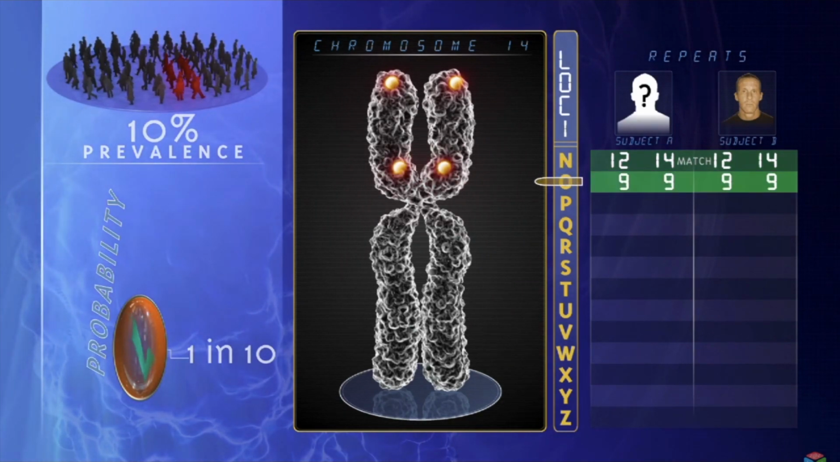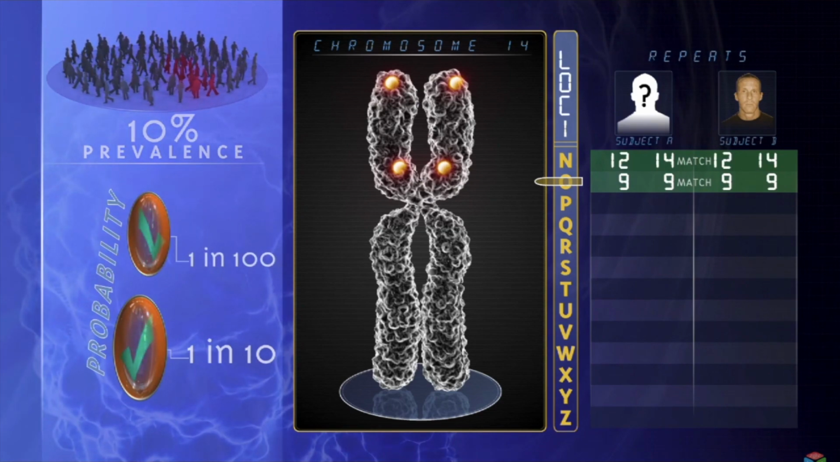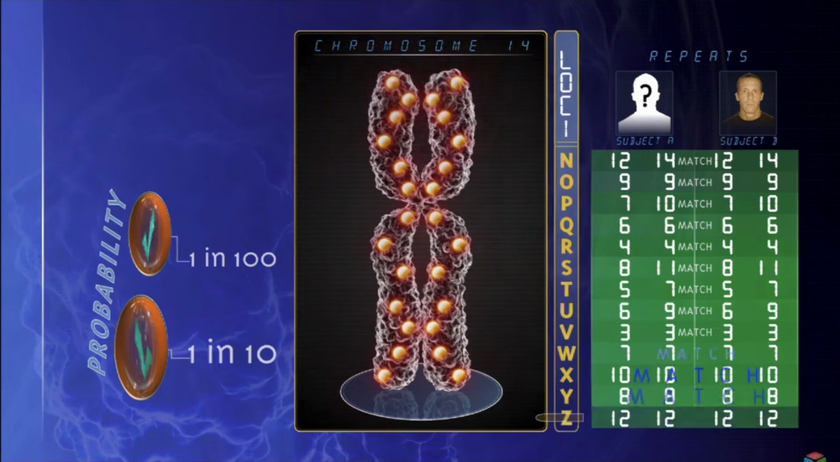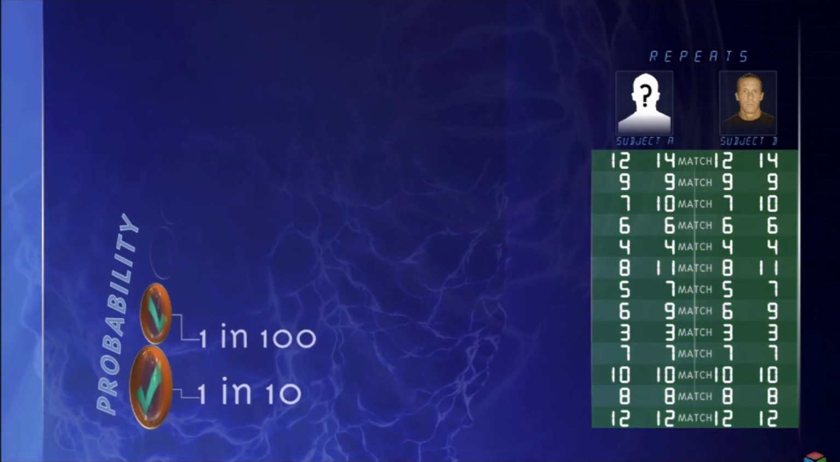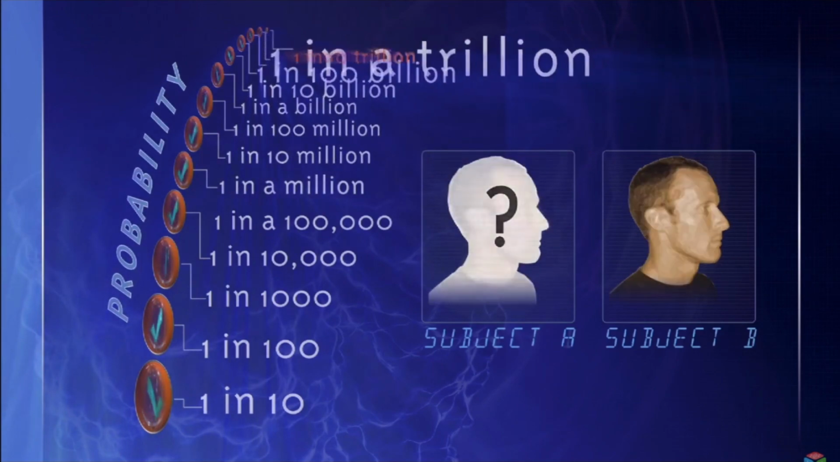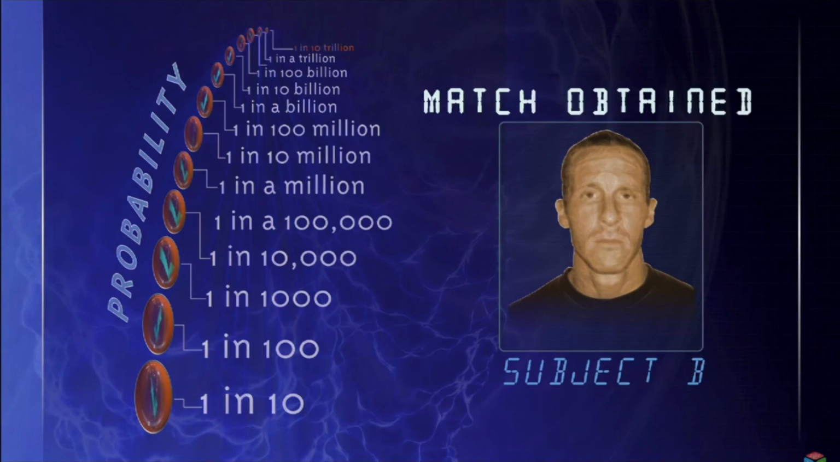If two sites with the same prevalence match, the odds drop to 1 in 100 that the similarity is coincidental. If 13 sites match, the odds that any two people would possess such a fingerprint are so small, about 1 in 10 trillion, that the result can be considered a definitive match.